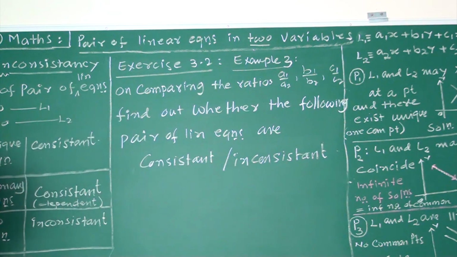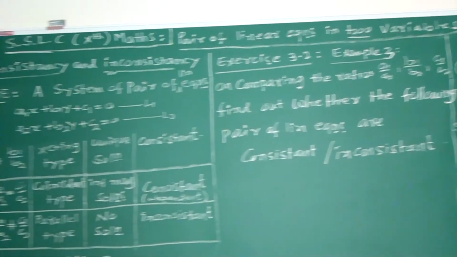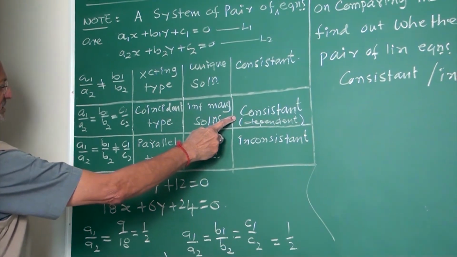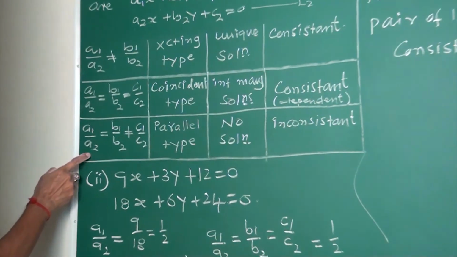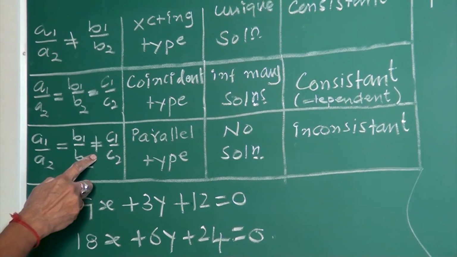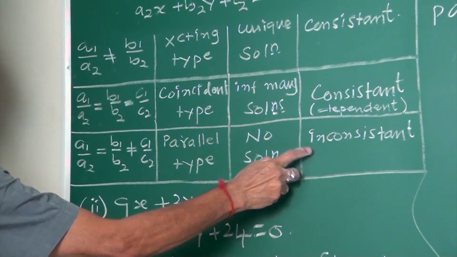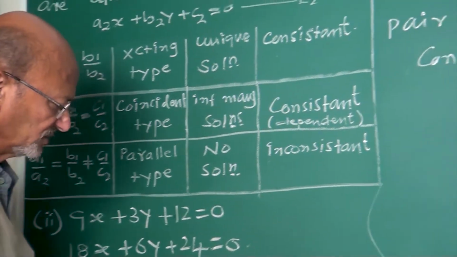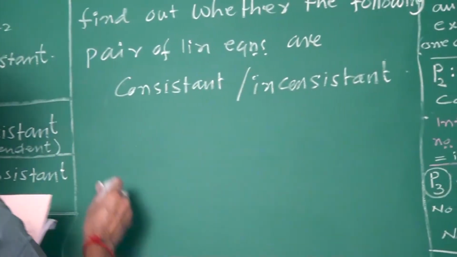Yes, my friends, for consistent, inconsistent, in the first two cases, the equations are consistent. In the third case, where A1 upon A2 equal to B1 upon B2 not equal to C1 upon C2, it is inconsistent. Just, my friends, verify. First example, example 1.